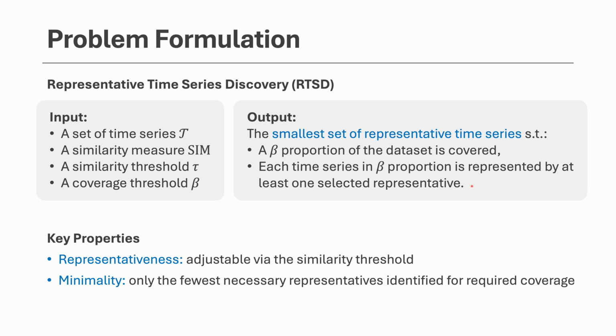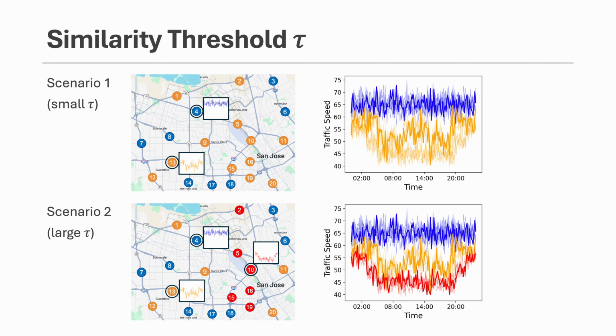So RTSD has 2 key properties: representativeness, which is controlled by tau, and minimality, which means we select only the fewest necessary representatives. With a smaller tau, the requirement is looser, so each representative can cover more time series, and fewer representatives are needed overall. With a larger tau, the requirement is stricter, so each representative covers fewer time series, but the resulting summaries become more fine-grained.